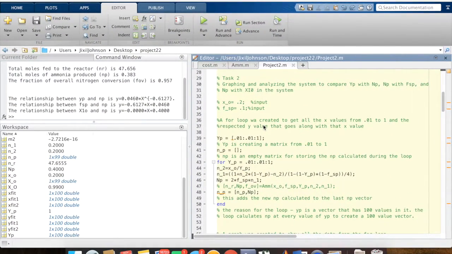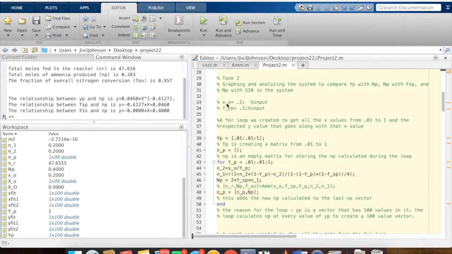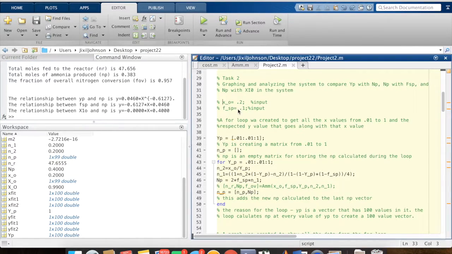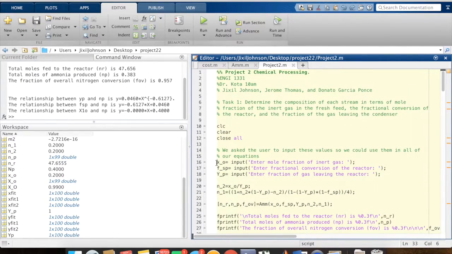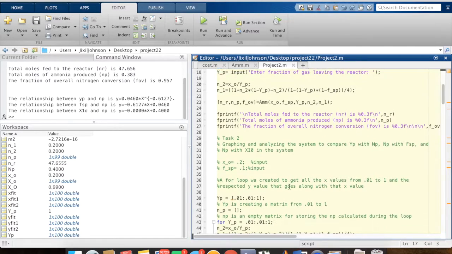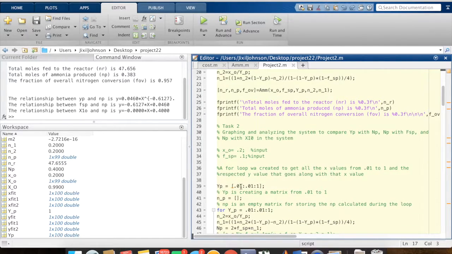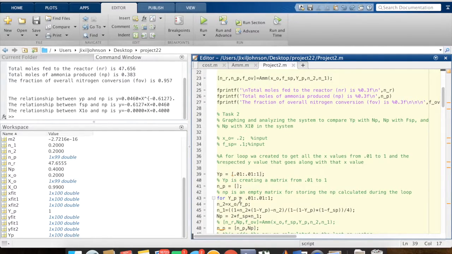For task 2, we are asked to graph and analyze the system to compare YP with NP, NP with FSP, and NP with X naught. For the first one, it asks us to keep X naught and FSP constant, and we're keeping this commented because X naught and FSP were already established in task 1, so we're not clearing the workspace and they're pulled from the workspace. Then we created YP from 0.01 to 1 in increments of 0.01, which is a 1 by 100 matrix, and NP is an empty matrix initially because we want a new value for NP every time YP runs in the for loop.